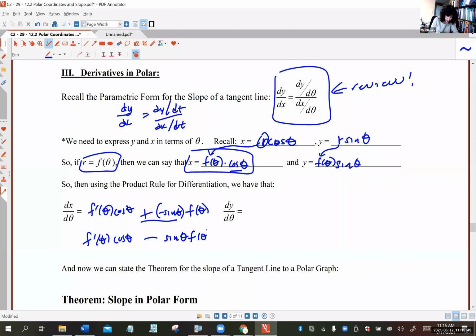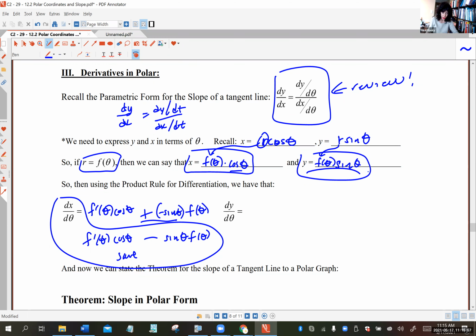Okay, save this for later, but this is what you need to know. Your dx d theta has that look to it. And now using a similar thing, use the product rule on this to get dy d theta. You'll get f prime of theta times sine plus the derivative of sine, which is just cos, times your f of theta. Okay, so now what?